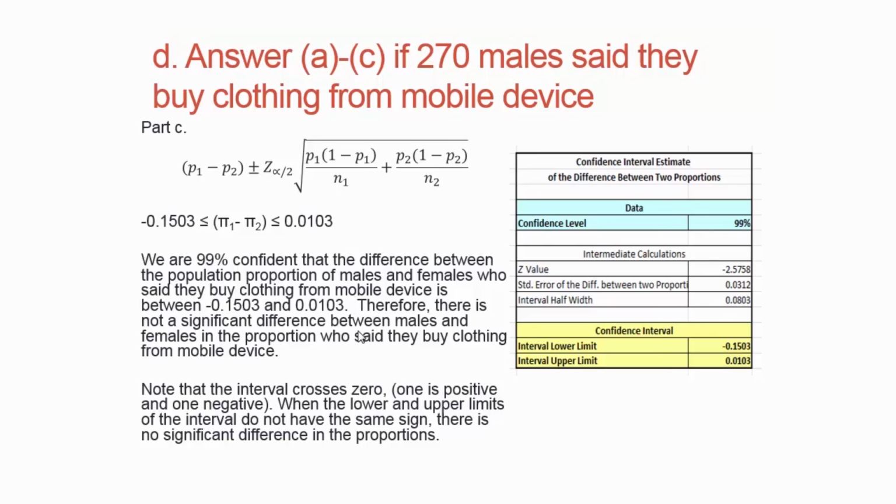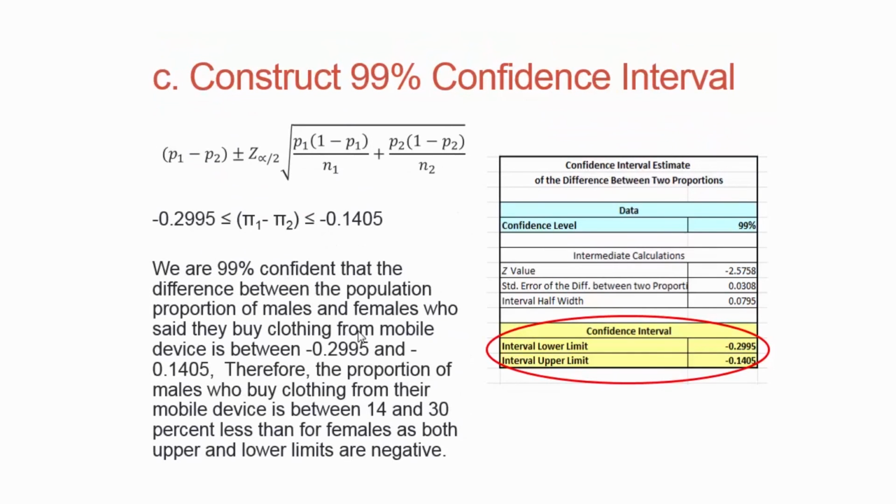This negative 15% would mean what? It would mean that the females are still buying more clothing through their mobile device than males. But the plus 0.01 means males may be buying even 1% more. So the key question is, does the interval cross zero? If the answer is yes, then that means no significant difference. If the answer is no, like it was over here, they're both negative or both positive, that says there is a significant difference.